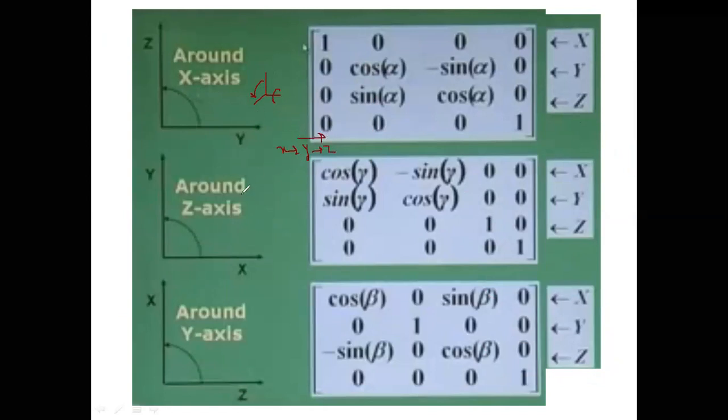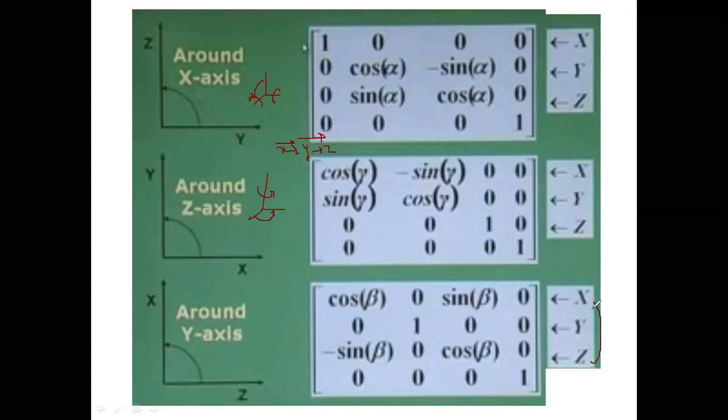Now if I rotate an object along the z-axis, that is this, we are moving from x to y. And when we see around the y-axis, if we are rotating along the y-axis, we are moving from z to x.